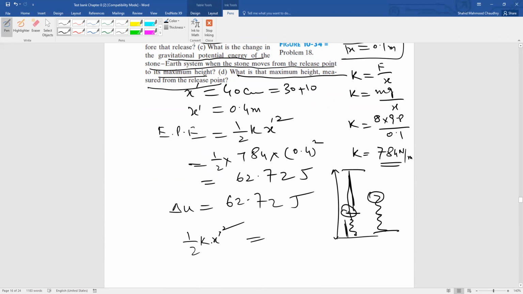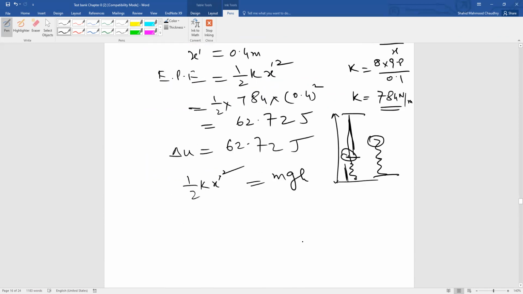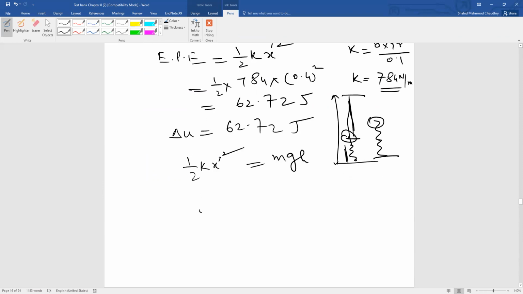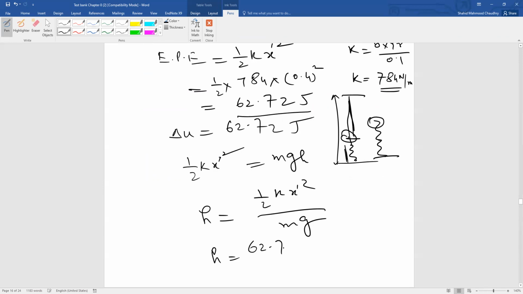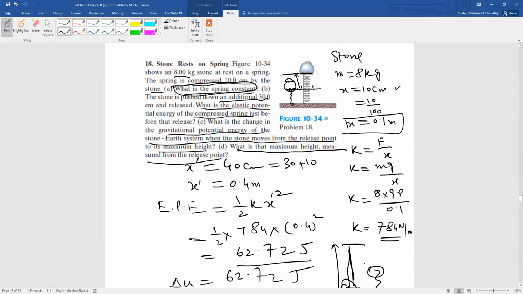So 1 over 2 k x dash square is equal to mgh. So we want to find the h value. To find the h value, what will you do? 1 over 2 k x dash square divided by mg. So 1 over 2 k x dash square we have already found. This is 62.72 divided by m, and m value is 8, and this is 9.8. So the answer will be 0.8 meter. How high will it go? 0.8 meter. So in this way you can solve this problem.